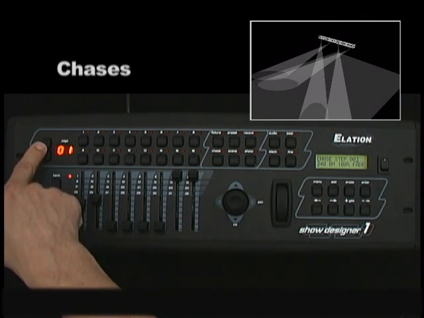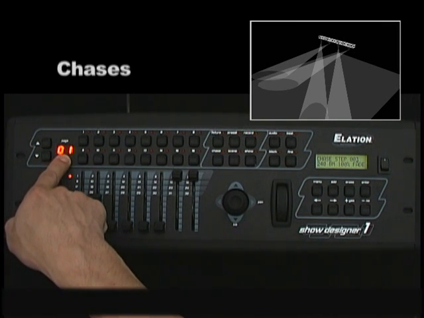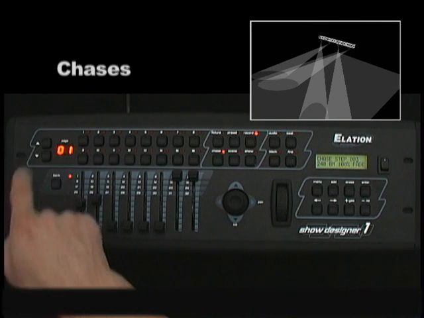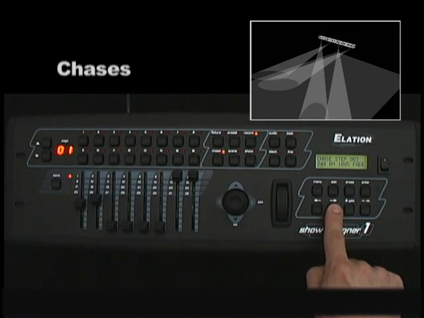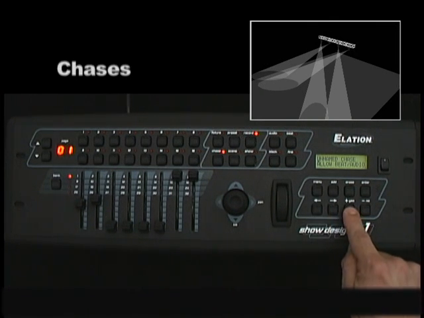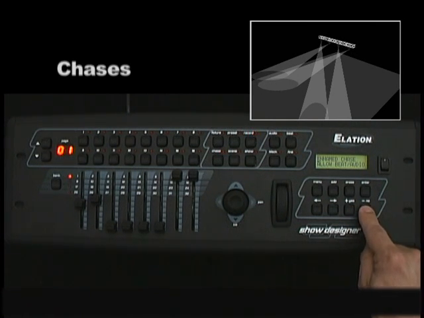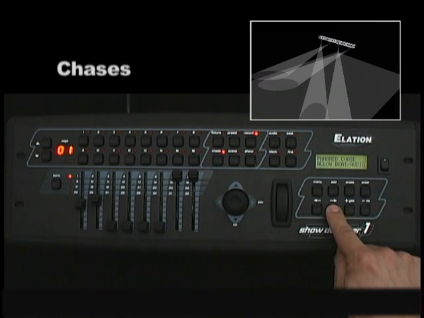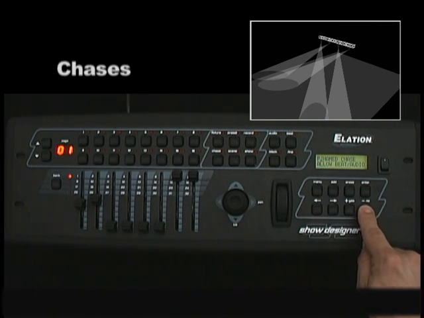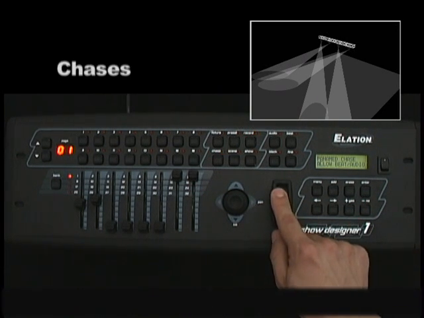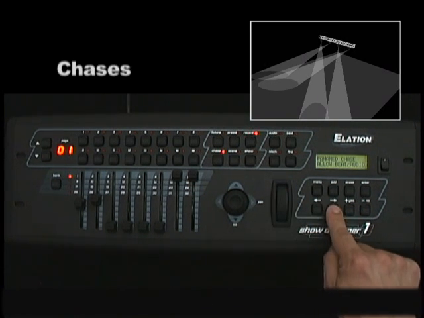Select the page using the up-down arrow buttons to select the page where you want to store it, which we've selected page 1. We can then use the cursor, the right arrow cursor button, to select a name for our chase. We can use the plus and minus switches to change the characters. We can also use the data wheel to adjust our characters.